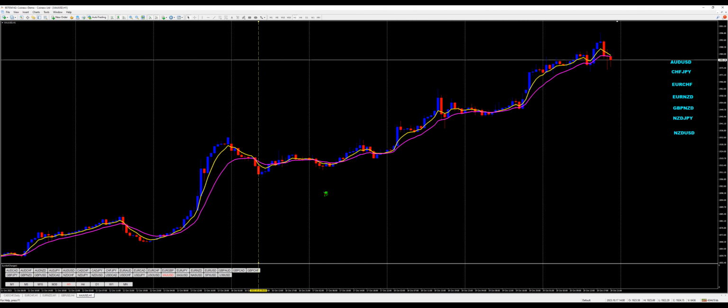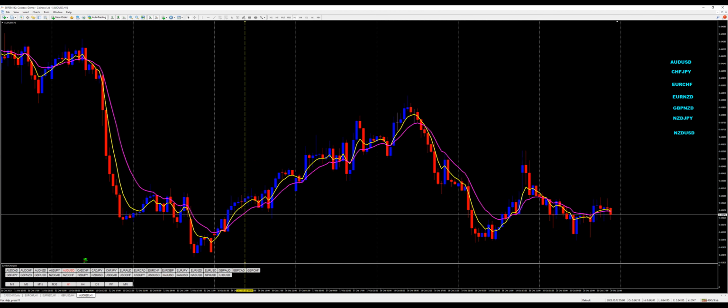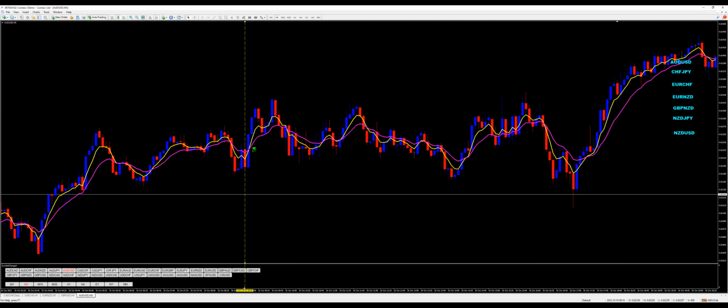I'm going Aussie dollar. Aussie dollar is bullish, right? It's open. It's not a fresh cross where it's open. So that's a trade we could consider. And if we drop it down to the 5-minute chart, we can get an entry. And there's the entry.